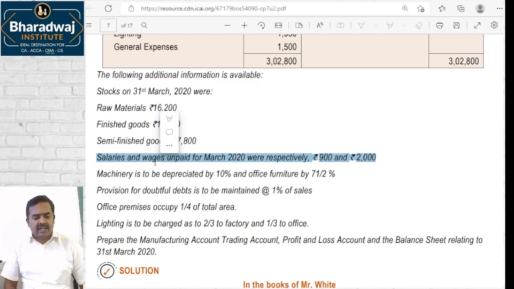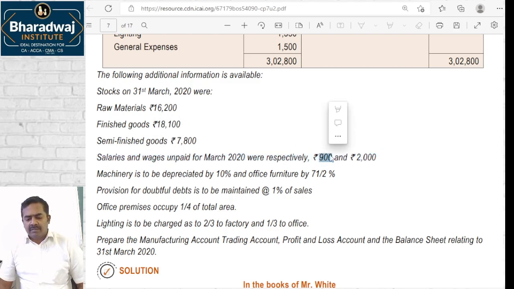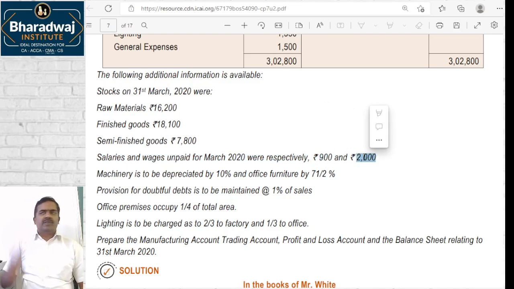Salaries and wages unpaid. Salary is given separately, wages is given separately. Salary you will add to salary in P&L account. Wages you will add to wages in which account? Manufacturing account. But anyhow, both will be shown as a liability. Outstanding expenses are which one? Liability.